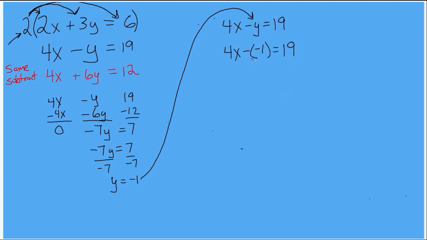Now I get 4x, and when you subtract the negative 1, it's actually adding 1, and that equals 19. So now I'm going to subtract 1 from both sides, and I get 4x is equal to 18. Divide both sides by 4, and I get x is equal to 4.5. So my answer is, in parentheses, 4.5 comma negative 1.